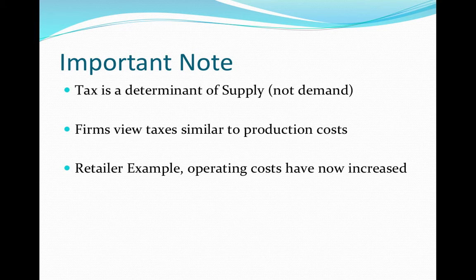The person that owns that grocery store will look at it from a business perspective. I now have to pay more money when I sell these goods and services. So now my costs have gone up. I have to take money out of what I was using in operating my business, and now some of that's going to the government. So please remember that it's not demand but supply, that it impacts operating costs, and businesses now have to pay more money in order to operate their businesses. That's how they view it.